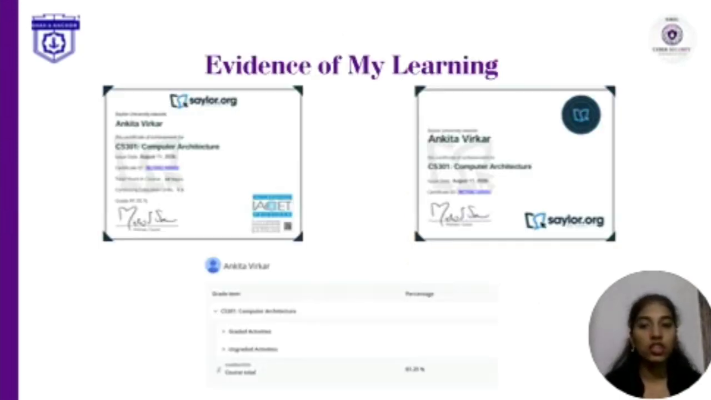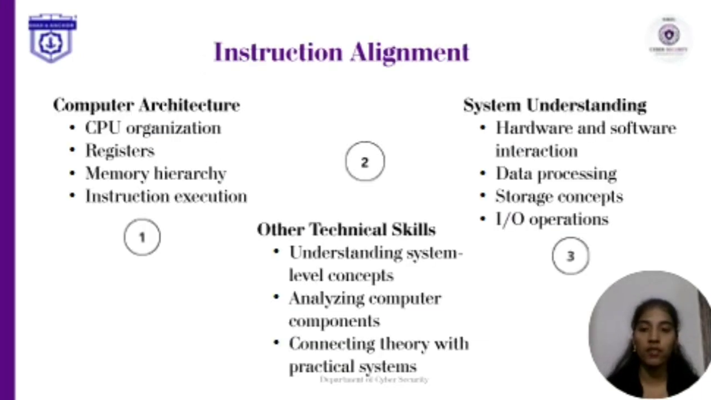So these screenshots show my learning process and completion of the activity. They include the course interface, my progress, assessments or assignments, and the completion certificate. This provides evidence that I completed the course as a part of my self-learning activity.